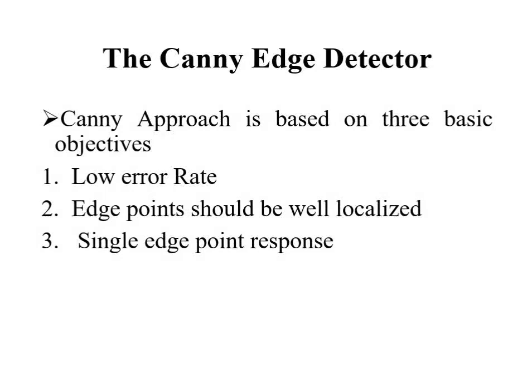The second one is that edge points should be well localized. The edges located must be as close as possible to the true edges. That is, the distance between a point marked as an edge by the detector and the center of the true edge should be minimum. The third one is single edge point response. The detector should return only one point for each true edge point. That is, the number of local maxima around the true edge should be minimum. This means that the detector should not identify multiple edge pixels where only a single edge point exists.